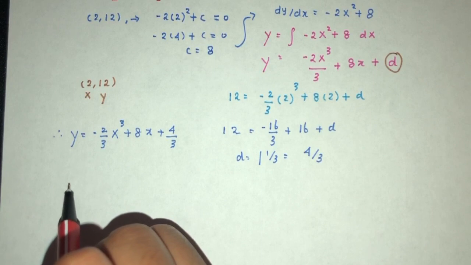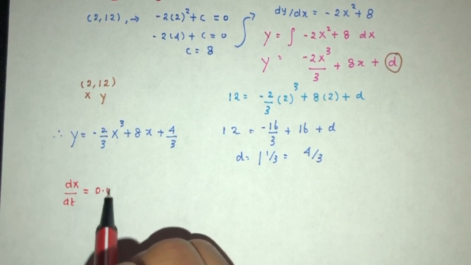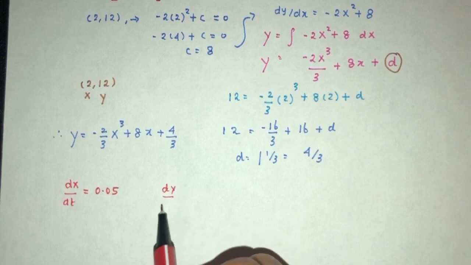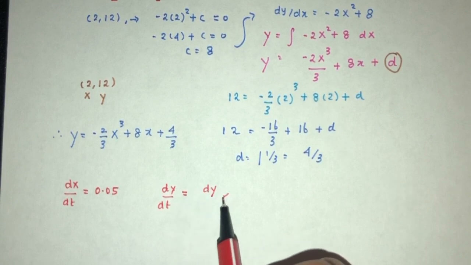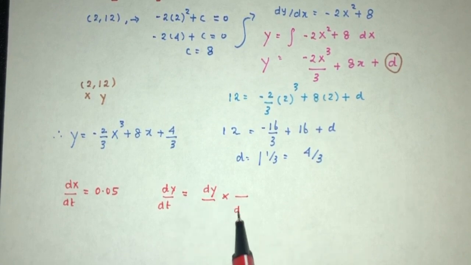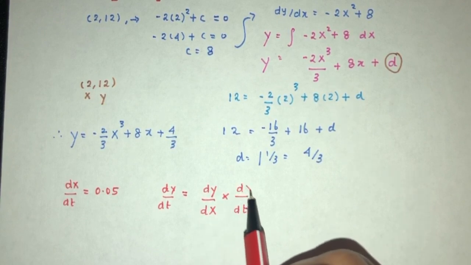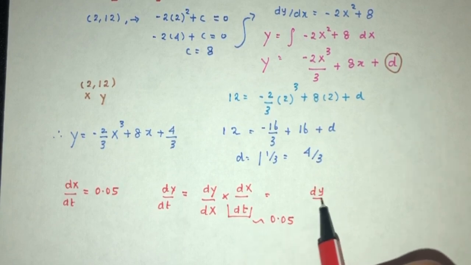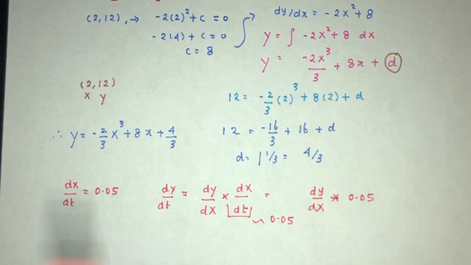So here we have dx by dt was given to you as 0.05. We are trying to find the rate of change of y, so dy by dt. Now we can form an equation. On top here we have dy. On the base here we have dt. Now they are connected by something. They can be connected by dx and dx. So dx by dt will be simply 0.05. So that will be dy by dx times 0.05.